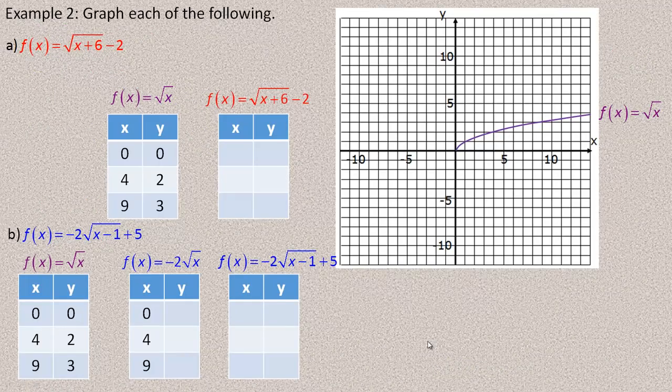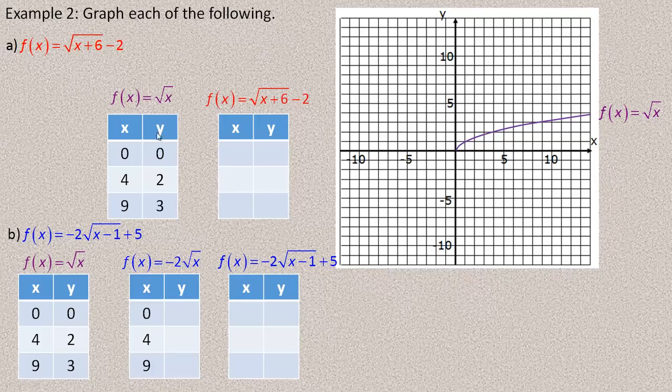So again, some more examples of transformations, and this time we're going to talk about the root function. I wanted to cover different kinds of functions in this lesson too. So it says graph each of the following. So this is the function, and we're going to start with the original root function. And I'm going to use tables of values here to show how to use tables of values or points to transform a graph.